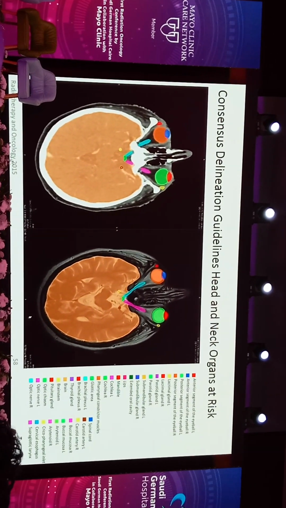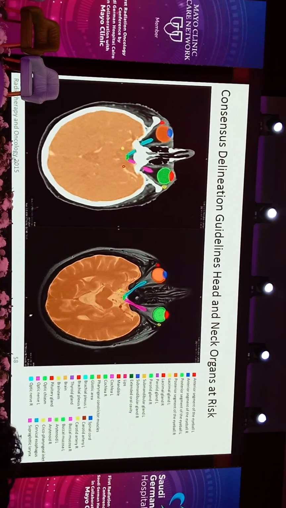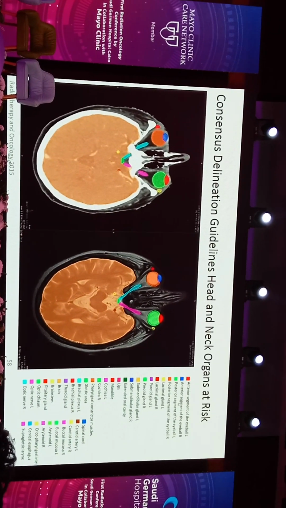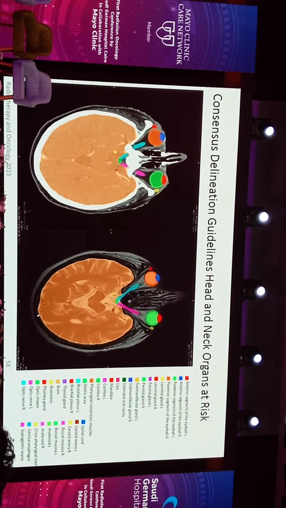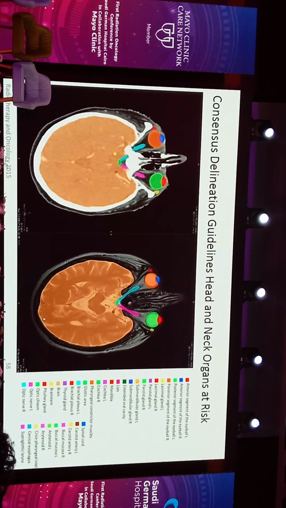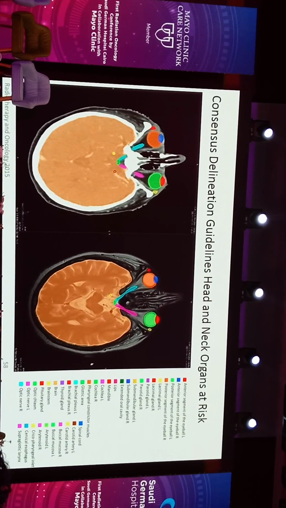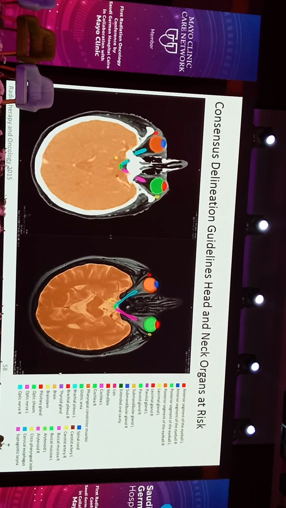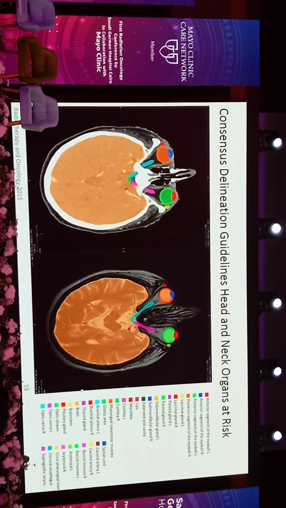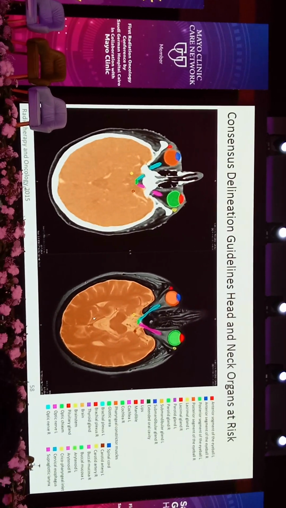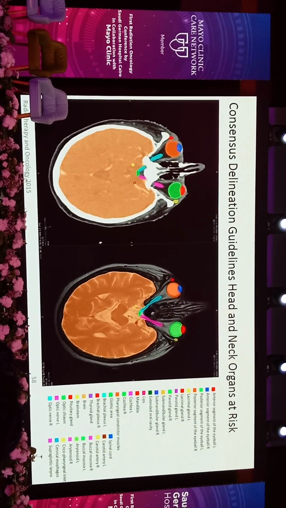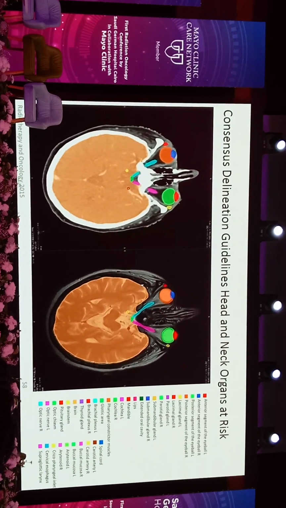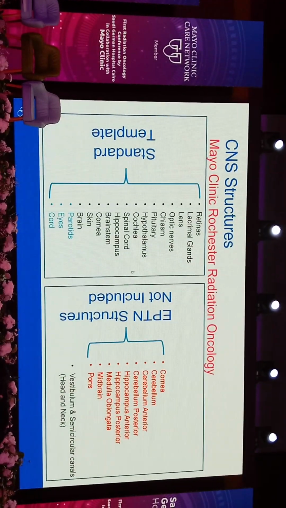Additionally, there's overlap of CNS with head and neck, and we see that head and neck consensus guidelines may include some of the structures in CNS, but may have slight differences in their definition, as well as they may include additional structures, like the semicircular canals, that are not included in the CNS definitions. So there's heterogeneity in terms of what structures should be contoured on any given scan, as well as the definition of those structures.